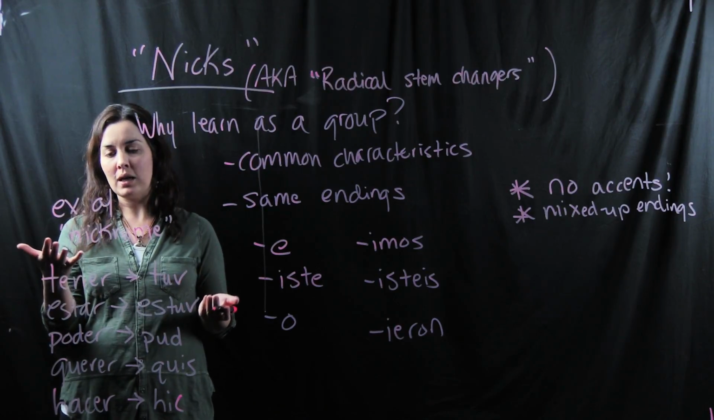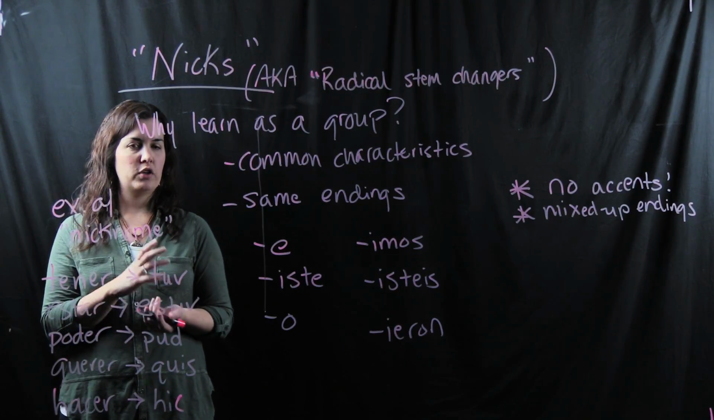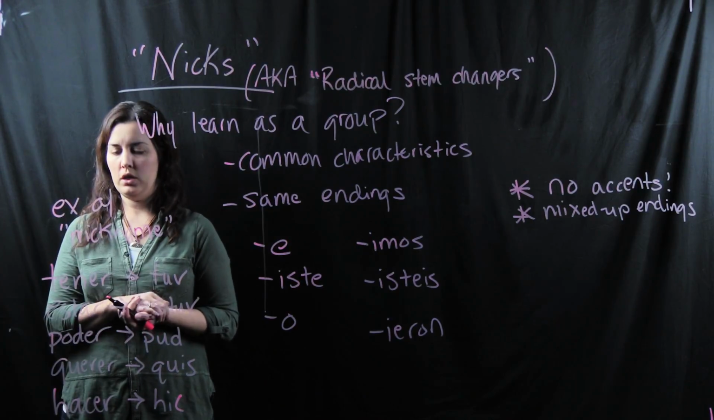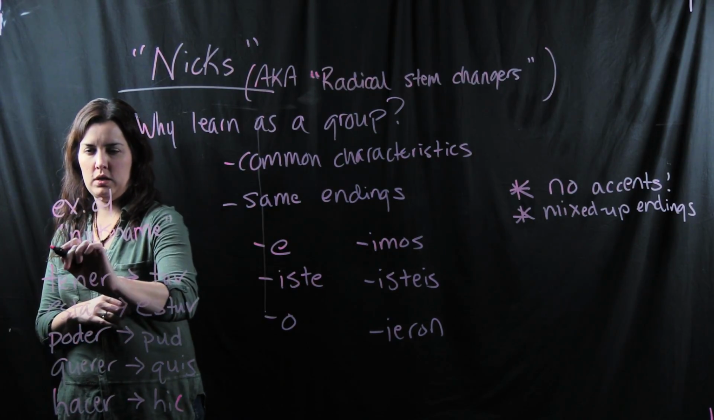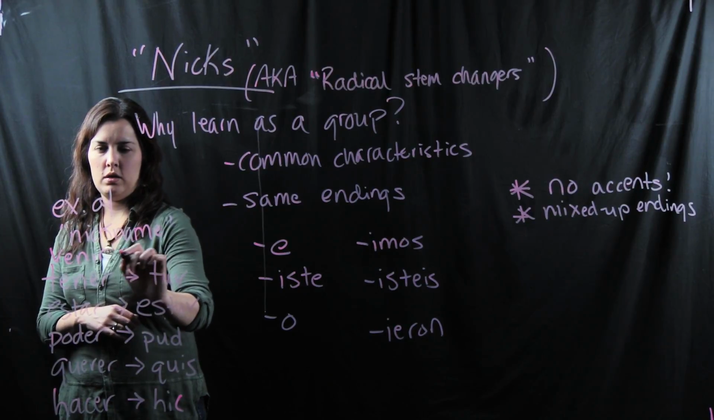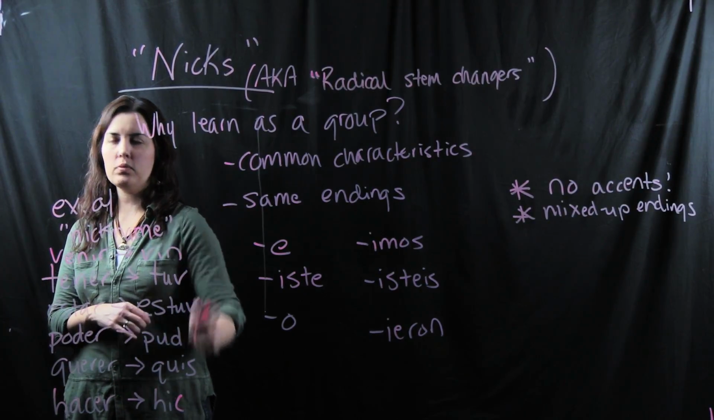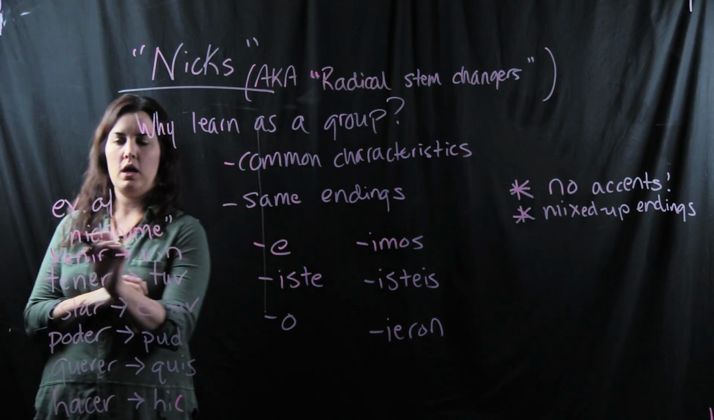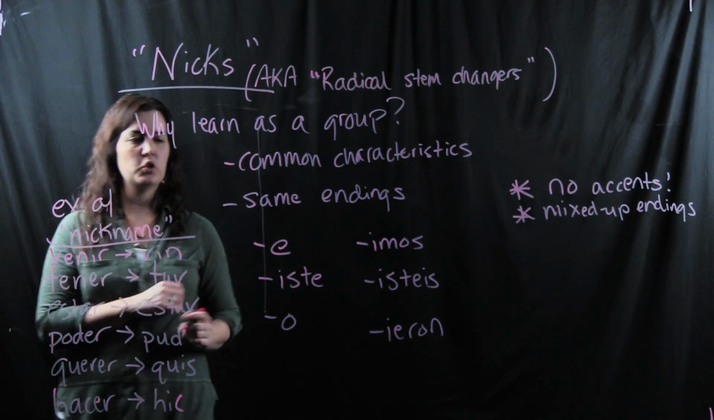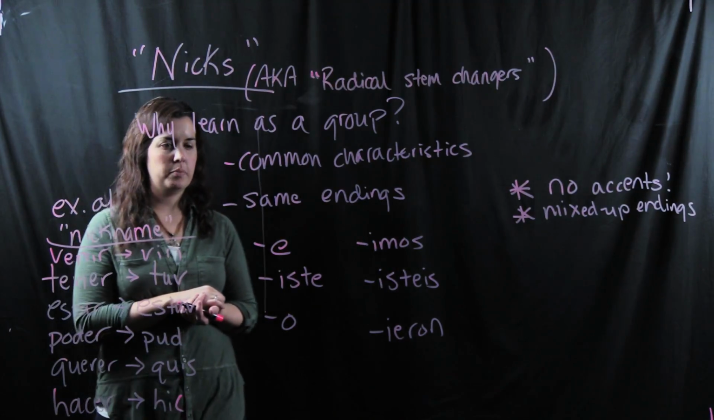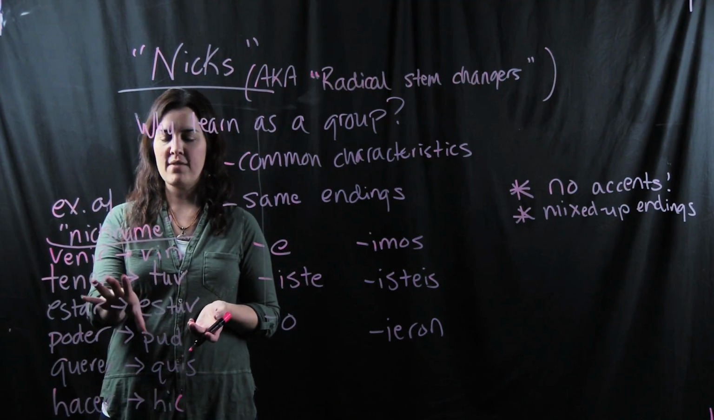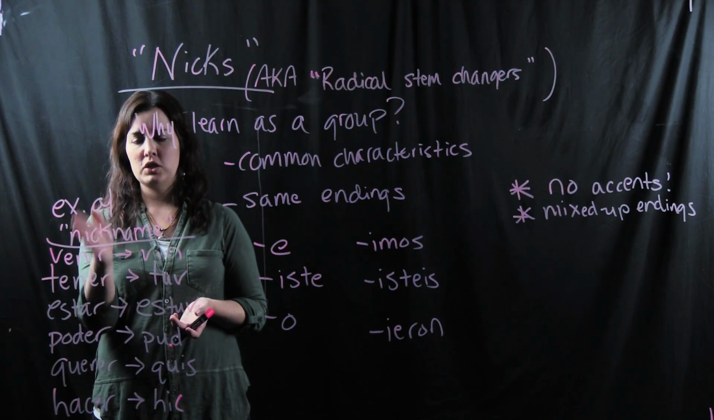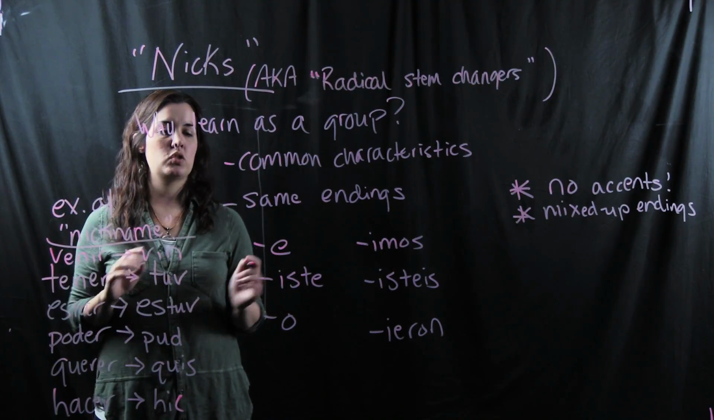So I think of these as nicknames, okay? For example, we call venir Uncle Vinny, okay? Because venir goes to vin. So he's Uncle Vinny. Not all of them have cute nicknames, but that's just how I remember some of these, okay? So anyway, the common characteristic is primarily in the fact that they have a radical stem change, which again, you need to memorize. They're not going to make sense until you memorize what happens to each of these verbs.